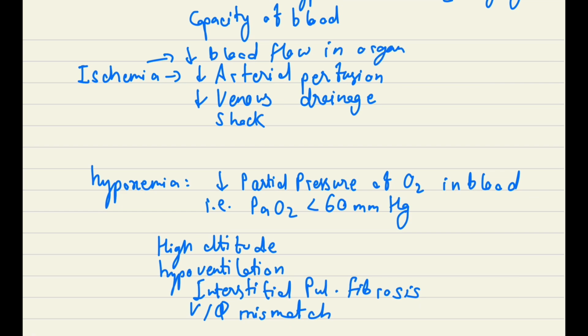It can be due to decreased arterial perfusion, or decreased venous drainage, or it can also be caused by shock. If I have to give one example of decreased arterial perfusion, it's atherosclerosis. And one example of decreased venous drainage is Budd-Chiari syndrome. What do you mean by Budd-Chiari syndrome? In Budd-Chiari syndrome, there is thrombosis of the hepatic vein.